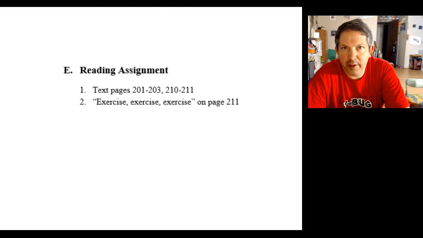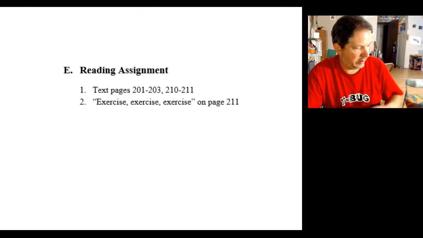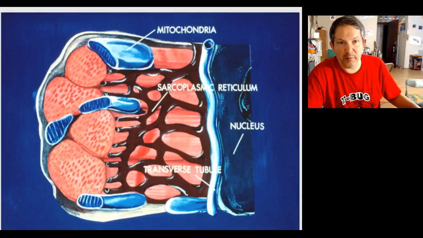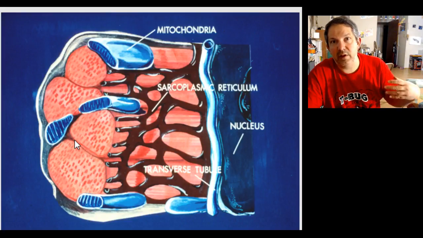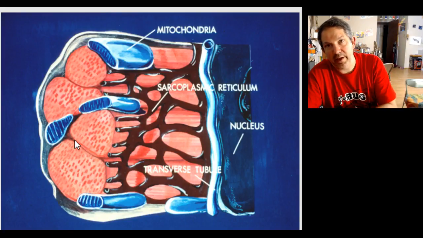Instead of the cell membrane, it's the sarcolemma. Sarco is referring to flesh, sarcolemma. So instead of the plasma membrane, it's the sarcolemma, and inside, instead of cytoplasm, sarcoplasm. Instead of the endoplasmic reticulum, the sarcoplasmic reticulum, and so forth.